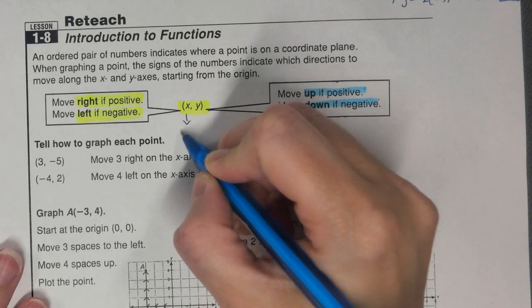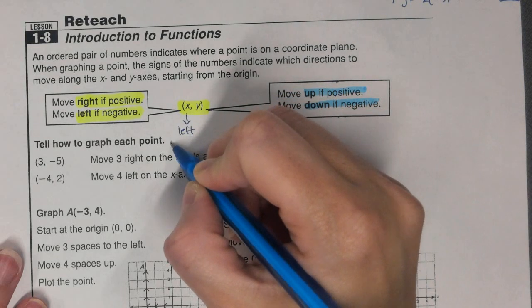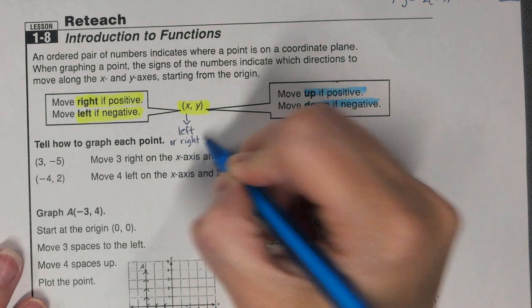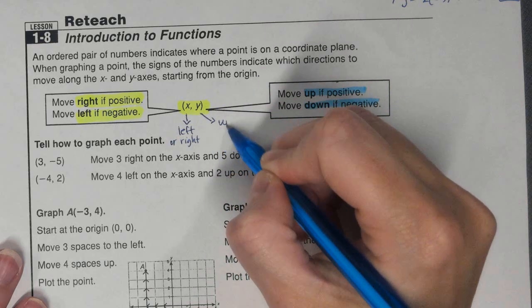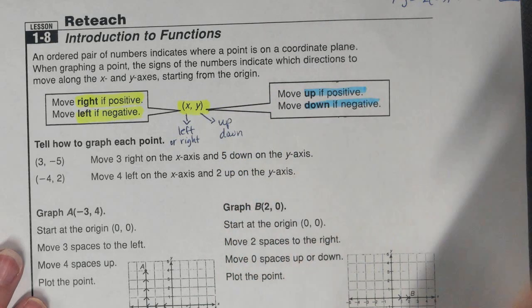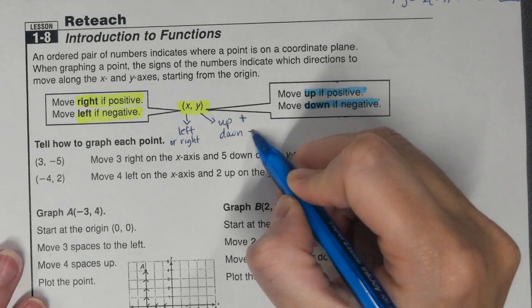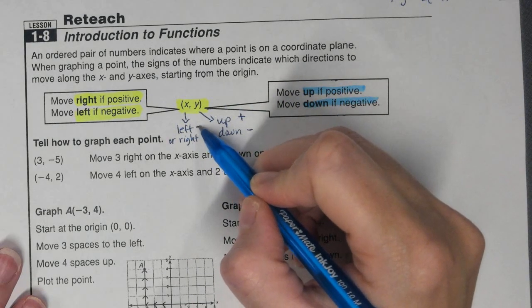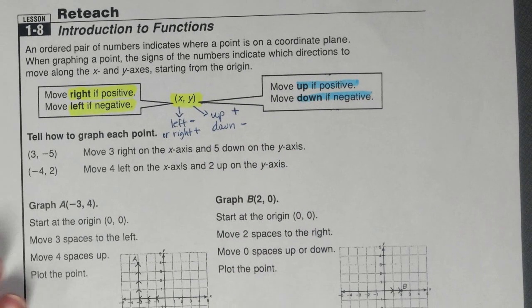Okay, so the X is left or right, and then the Y is up or down. So up is positive, down is negative. Left is negative, right is positive. Okay?